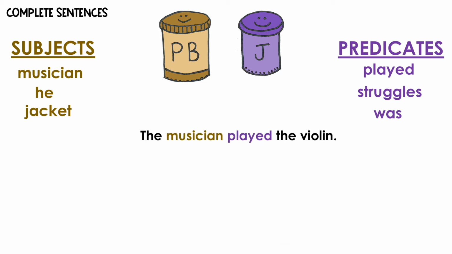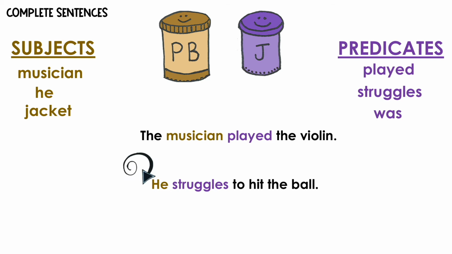Looking at this sentence, we have the musician played the violin. What would be the subject? It would be musician, and played would be the predicate. So you have your peanut butter and your jelly, and you have a complete sentence. The next sentence, he struggles to hit the ball. Well, you have he for your subject, which is a pronoun, struggles, which is an action verb, and so you have your peanut butter and your jelly, so it's a complete sentence.